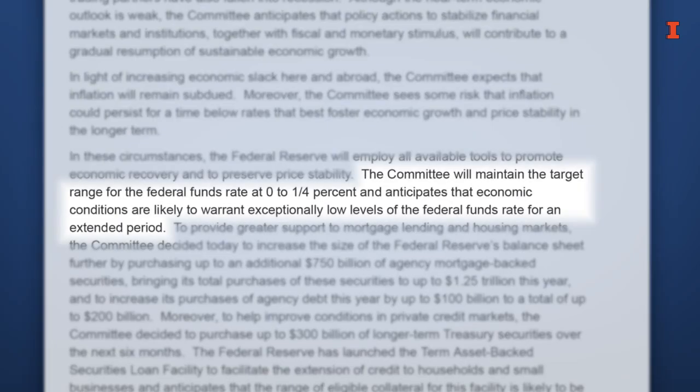The committee will maintain the target range for the federal funds rate at 0 to 0.25% and anticipates that economic conditions are likely to warrant exceptionally low levels of the federal funds rate for an extended period. This is forward guidance. The statement signals that the federal funds rate will be kept at an exceptionally low level, meaning zero, for an extended period, so the time frame is not exactly clear.